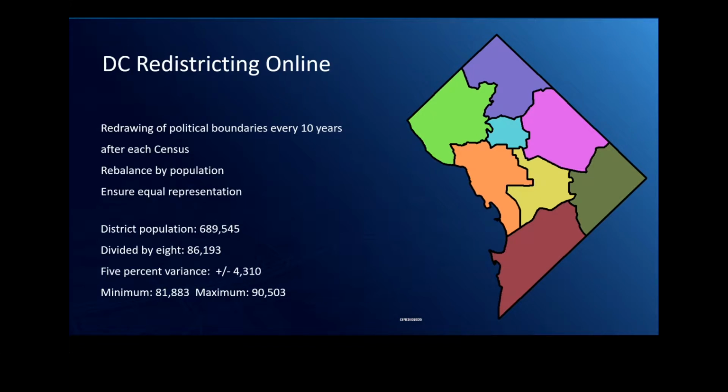Here in the real world, mathematical ideals are hard to achieve, so our goal is to get within 95% of that ideal population for each ward. So we're allowing ourselves a 5% variance plus or minus from 86,193. That 5% is 4,310. So our rebalanced wards should have a minimum population of 81,883 people, up to a maximum of 90,503 people.